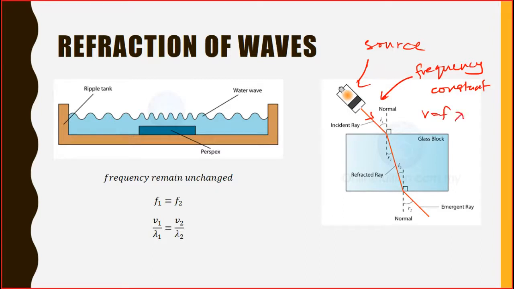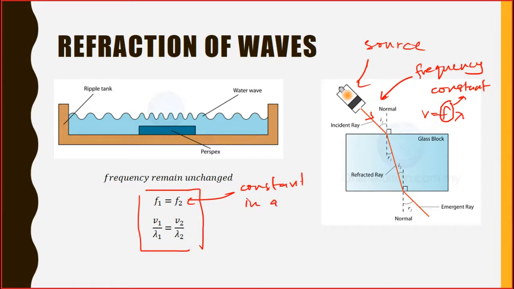Because frequency is constant, and we know that v is equal to f lambda, we want the frequency to be constant in all medium. So because we want frequency to be constant in all medium, we need to change the velocity, we need to change the lambda, the wavelength.